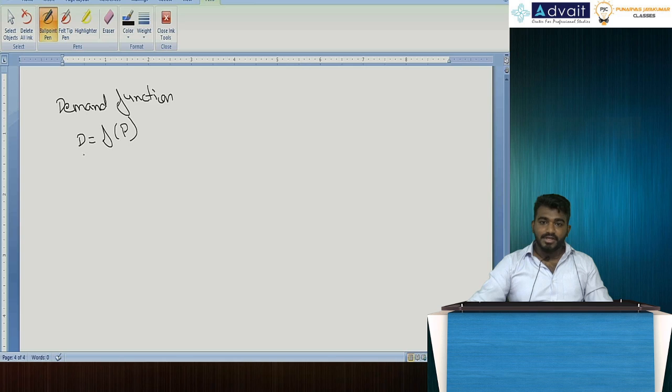Sir, what does it mean? Demand is dependent on price. That is, whenever price changes, automatically my demand changes. So, make sure that you remember this particular point: demand is dependent on price. Sir, which is the independent factor? Price is an independent factor. Demand is a dependent factor.